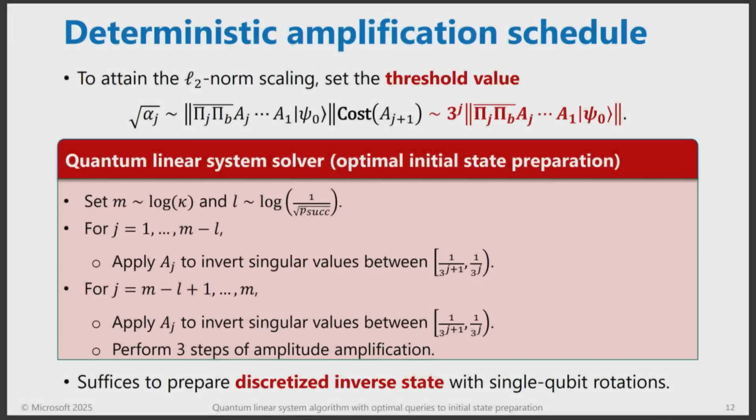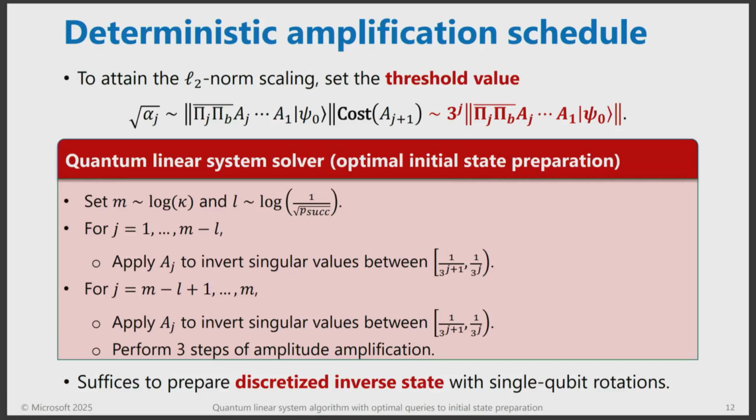Okay, so in this work, we use a suboptimal strategy for the linear system problem. But the benefit is that it gives us a deterministic amplification schedule. So to achieve the L2 norm scaling, we can choose the amplification threshold to be proportional to the potentially good probability times the cost function. But remember, the cost function is 3 to the j for the linear system. So this is nothing but a simple strategy where we just perform 3 steps of amplitude amplification and then do it until the end. There's nothing special about 3. You can also find some fancier choices like 9, 27, 81, or square root 3 or something like that. But all of them will lead to a deterministic strategy.